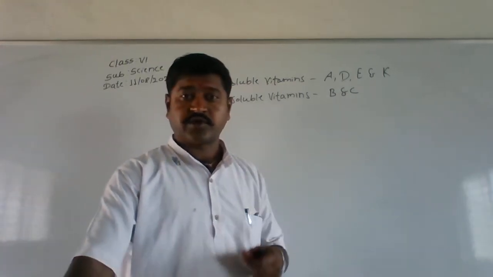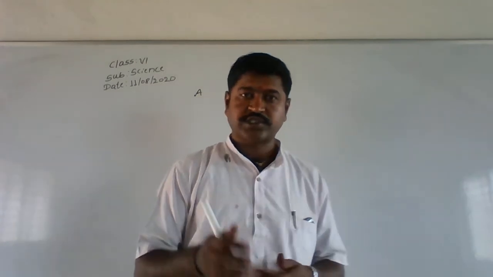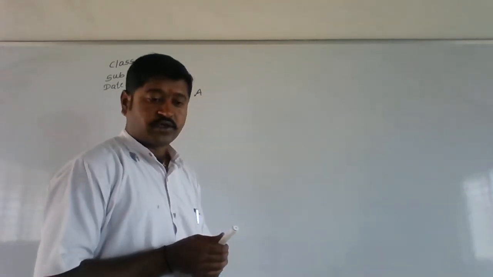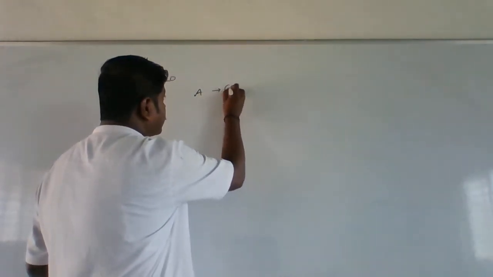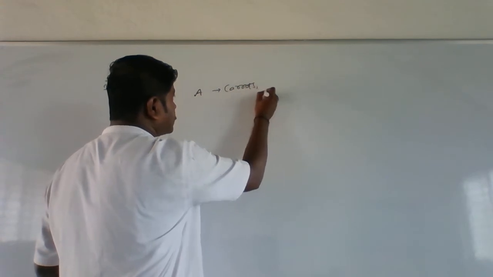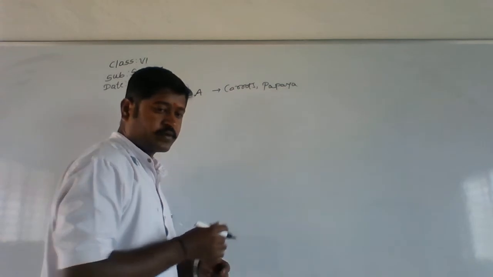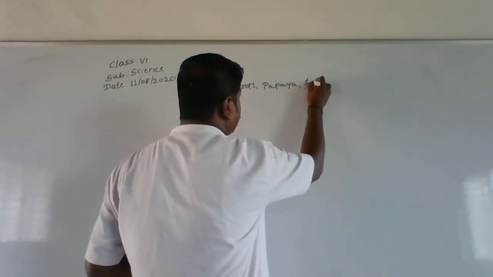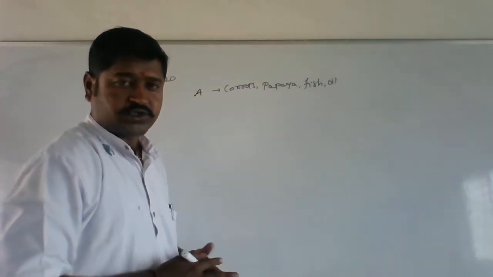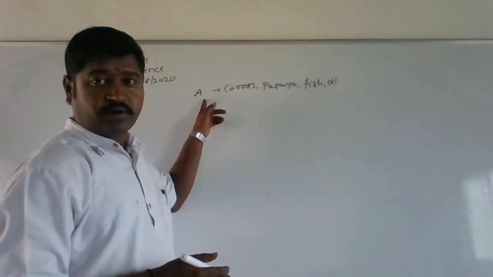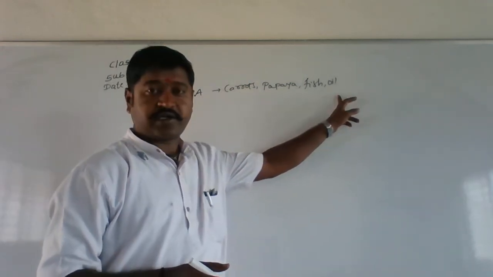I think in the textbook a chart is given. The chart is about the sources and functions of some vitamins. So where are we going to get vitamin A? We get it from carrots, papaya, fish, oil, and mango. So vitamin A, we are going to get from carrots, papaya, fish, and oil.